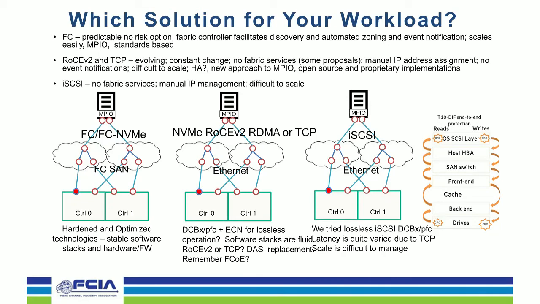And we've all had the iSCSI experience. It's great for small environments, but it doesn't scale. It's hard to manage. And fundamentally, RoCE and NVMe over RoCE, RDMA and TCP, they have to solve the auto-provisioning problem. There are proposals out there, Lightbits and other companies have their ideas and proposals, but they're still evolving, very, very fluid. iSCSI is stable and mature, but it still doesn't have fabric services. Nobody really uses iSNS, and it doesn't really provide the security that you want in a SAN. But it's great for small topologies.